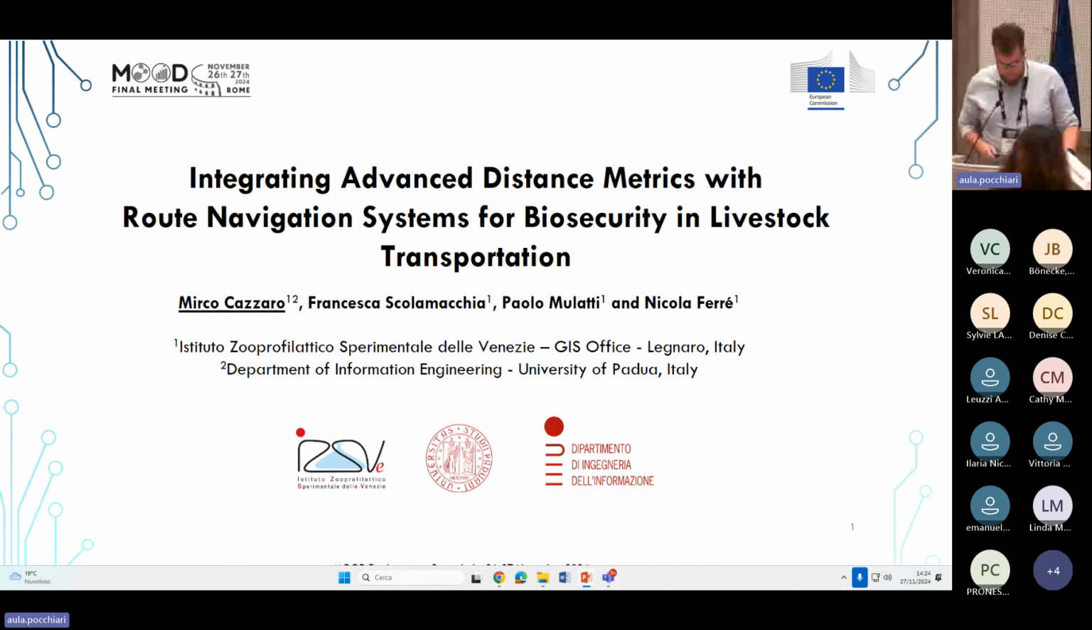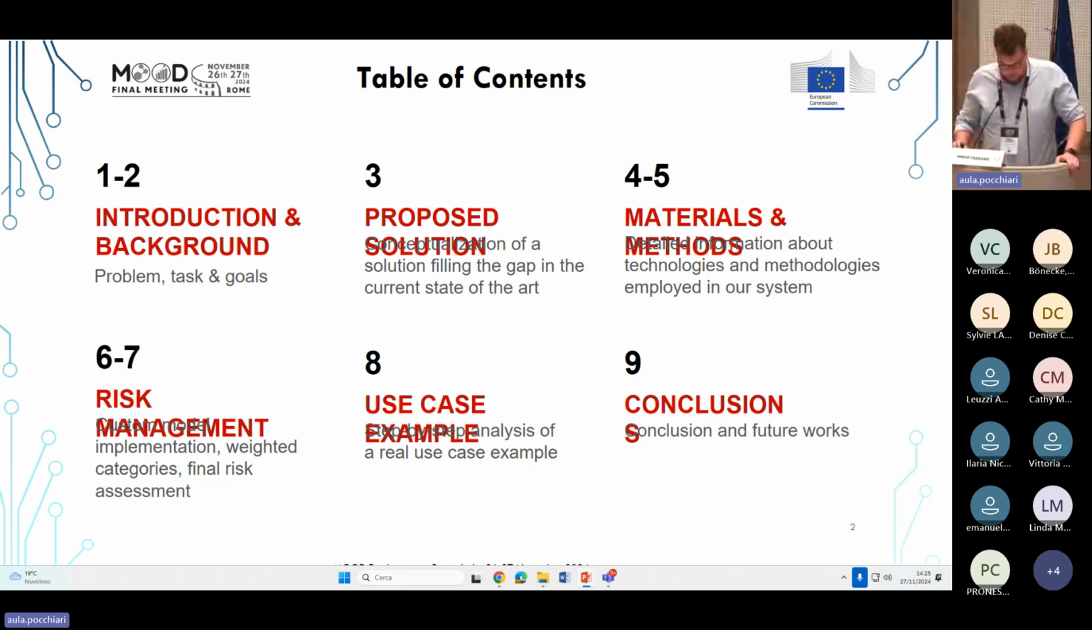Good afternoon, everybody. Today, I'm going to present our research work titled Integrating Advanced Distance Metrics with Route Navigation Systems for Biosecurity in Livestock Transportation. So, a bit of context about what I'm going to present to you.